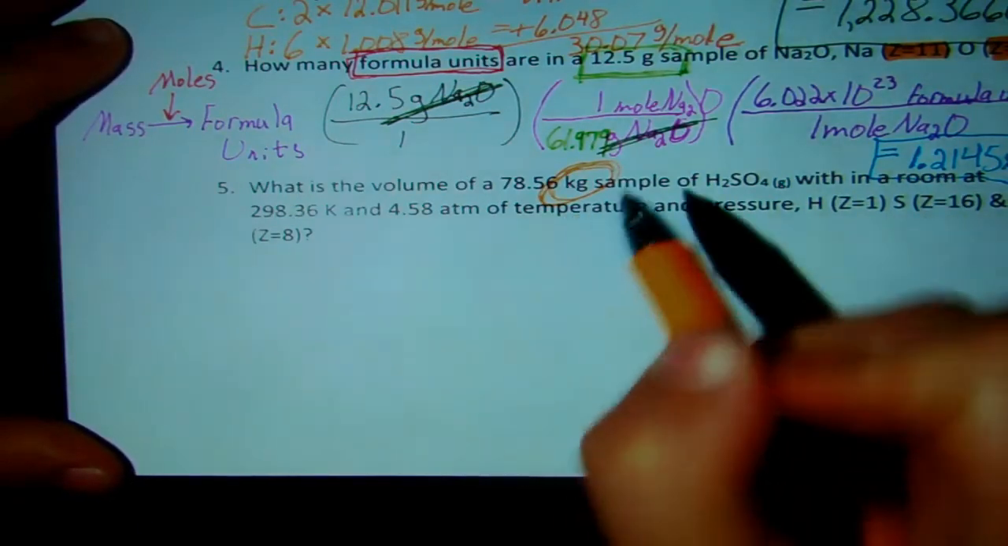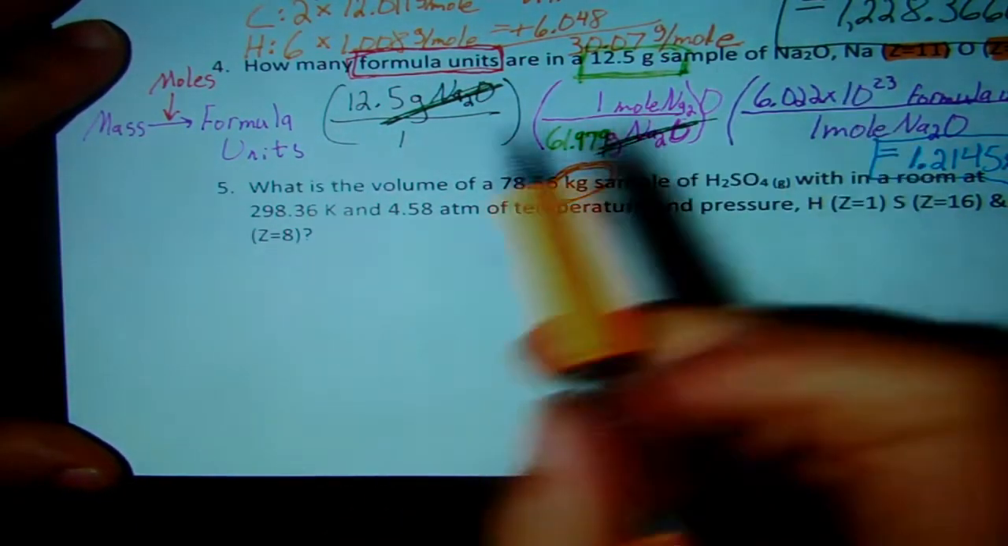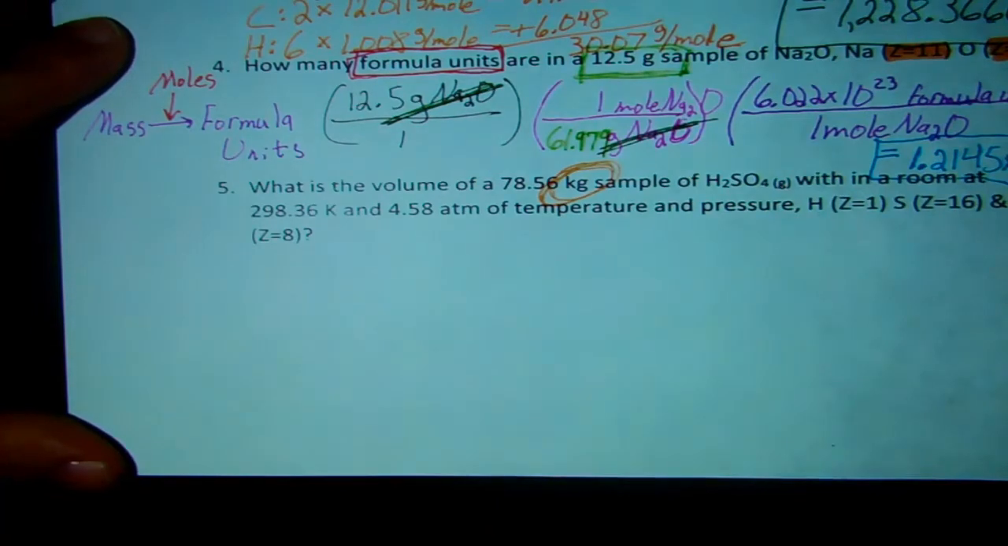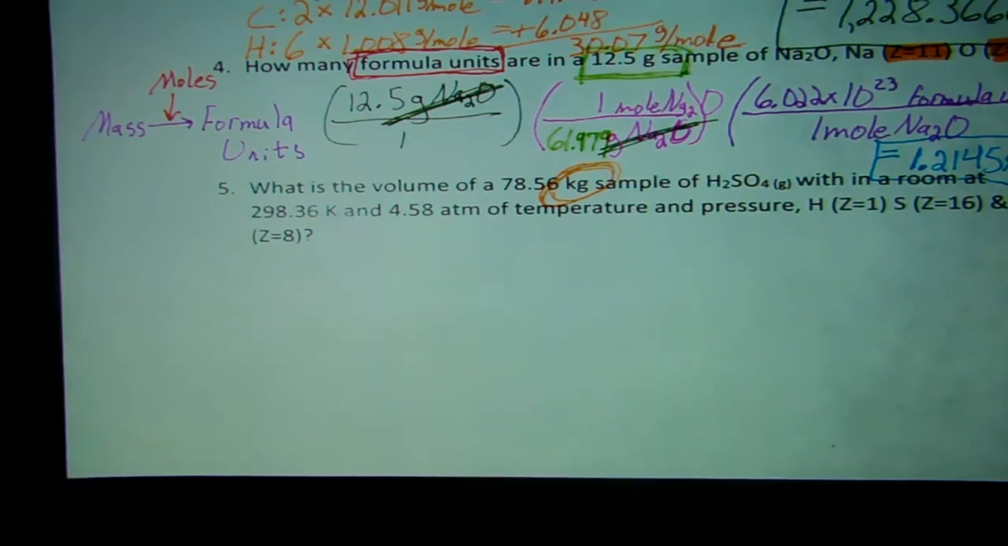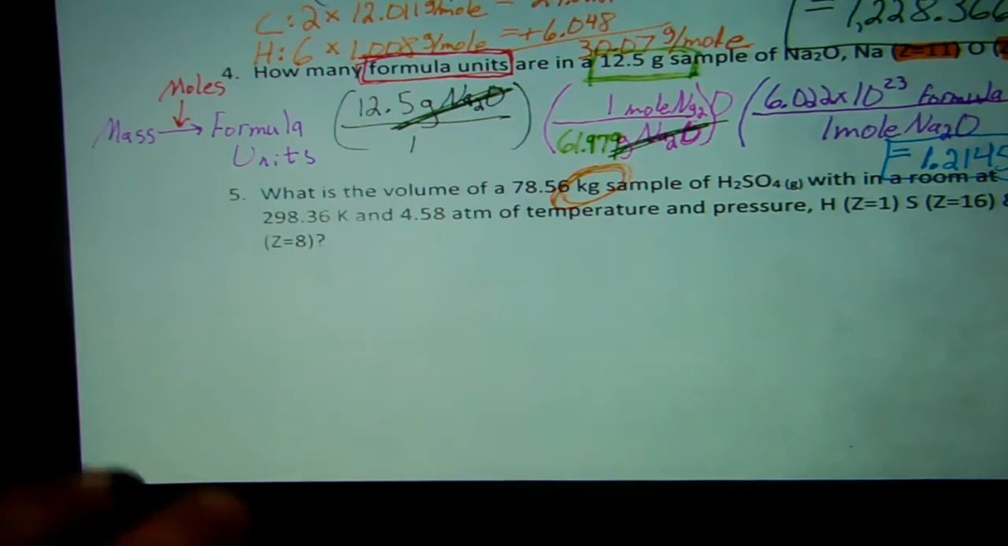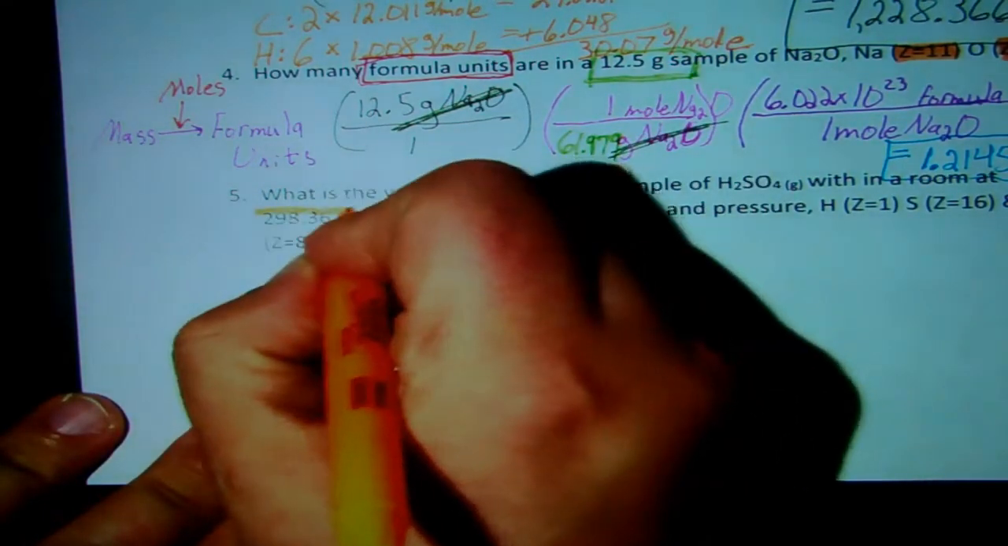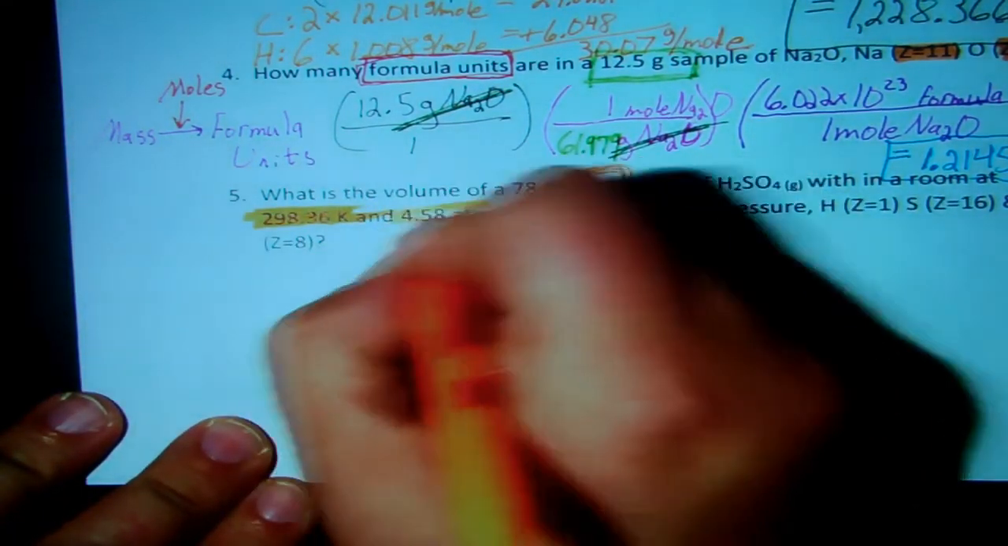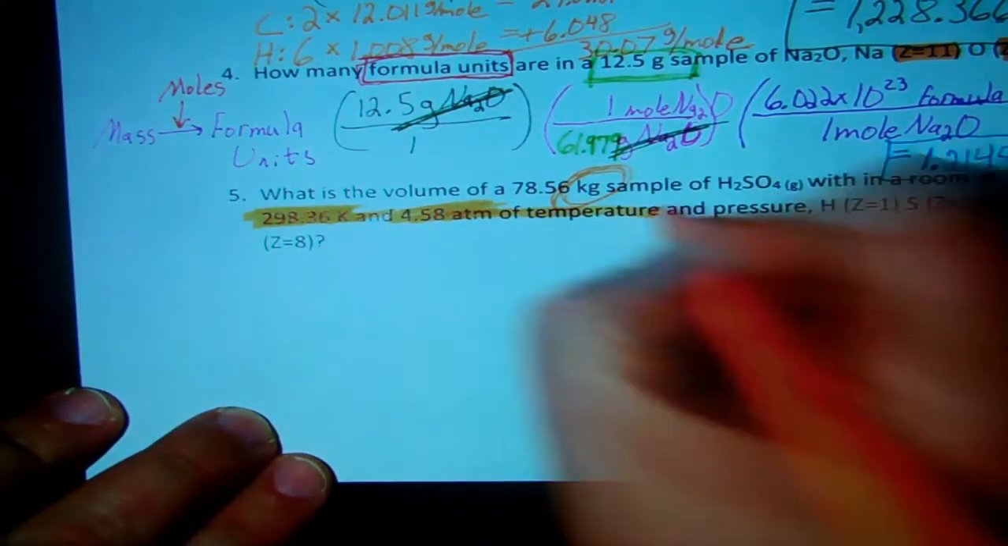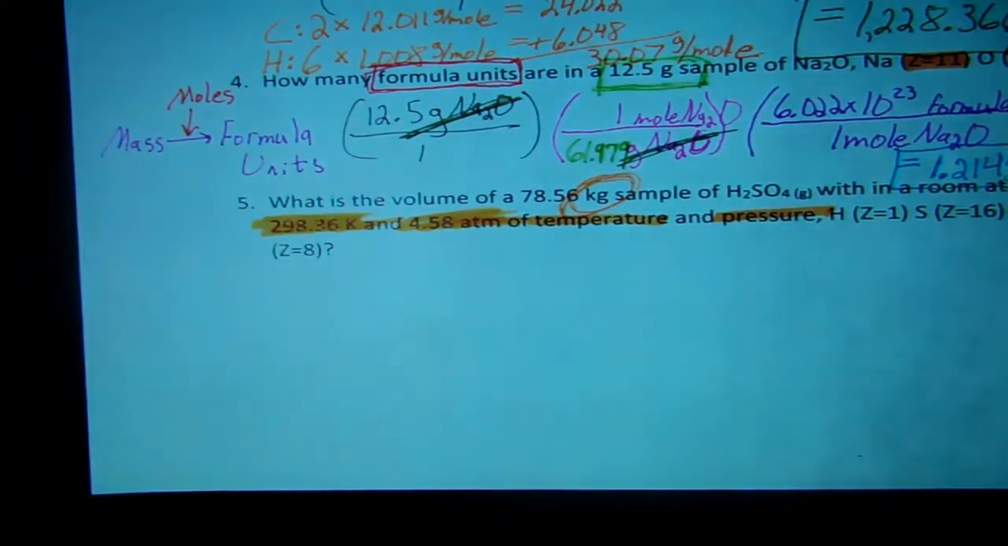So that trick not mattering right now, and there's a reason as to why. What is the volume of a 78.56 kilogram sample of H2SO4 sulfuric acid within a room at 298.36 Kelvin and 4.58 atmosphere of temperature and pressure? Right there's your key, ladies and gentlemen. This should just raise a red flag to you right now. These two pieces of information right here, because I gave you a temperature and I gave you a pressure.